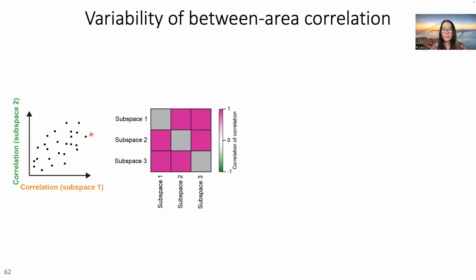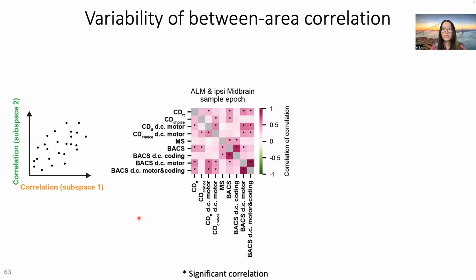If we have more than two subspaces, we can summarize the correlation of correlation from the scatter plots for all pairs of subspaces. Note that this illustration is only one example of this correlation of correlation being high. It does not have to be the case in reality. And this is how the matrix looks like on our data set for all the subspaces of interest in one area pair at the sample epoch. While some subspaces are correlated, a lot of them are not.